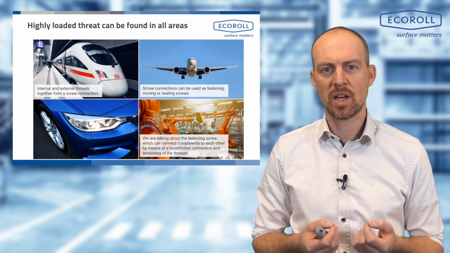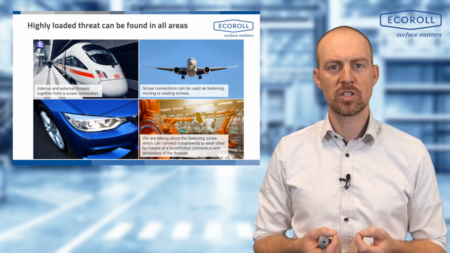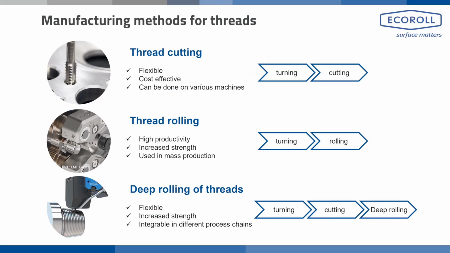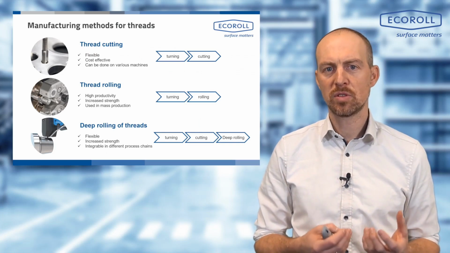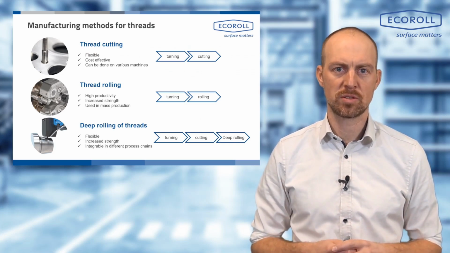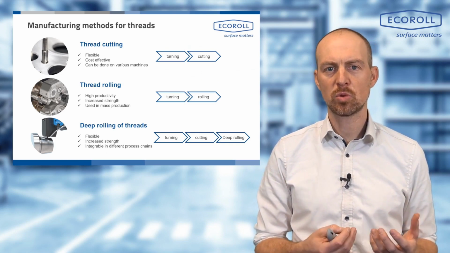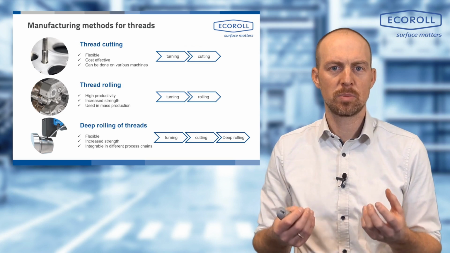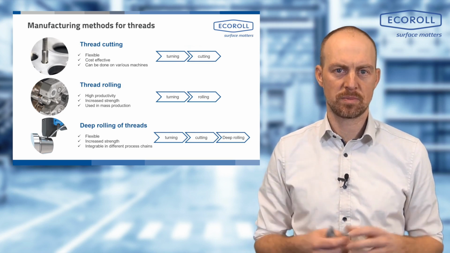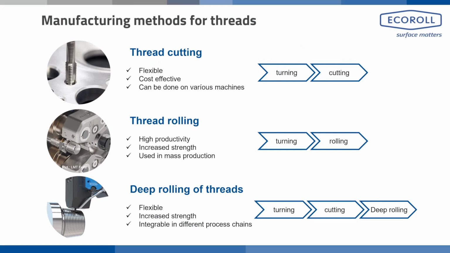Therefore, very high demands are placed on the strength of these screw connections. Thread manufacturing can be done in two different ways. We have thread cutting and thread forming or thread rolling. In thread cutting, the shape of the thread is created through a machining process. That means the material is removed and the thread is machined in such a way that the shape meets the required standard. This method is very flexible and can produce threads with a wide range of variations.